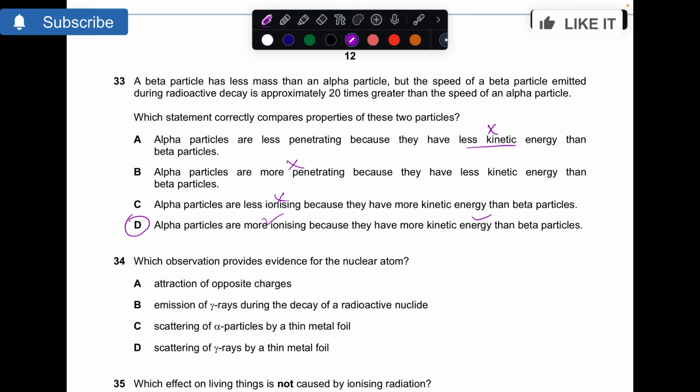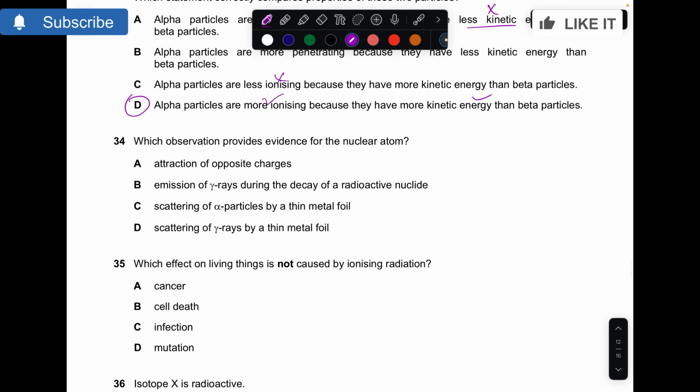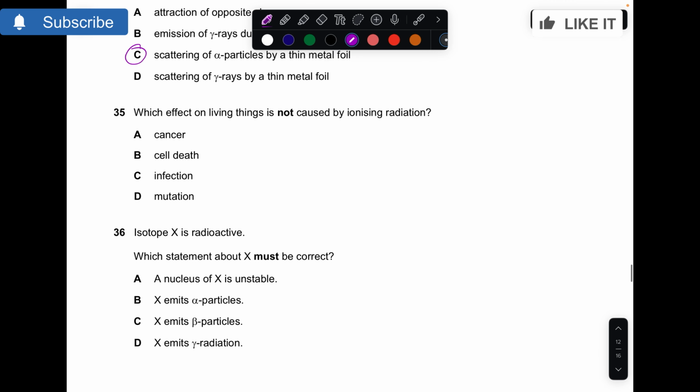Question 34, which observation provides evidence for the nuclear atom? So it was the scattering experiment by the alpha particle. Question 35, which effect on a living thing is not caused by ionizing radiation? It's the infection. Okay, so ionizing radiation can cause cancer, cell death, and mutation.